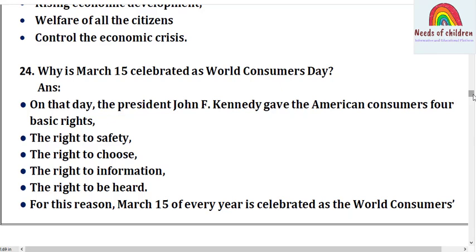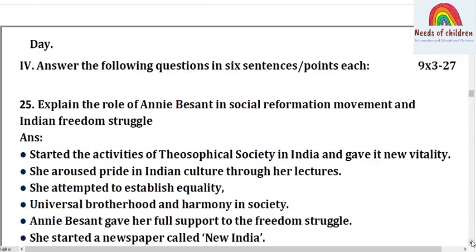Once again, we will recall the 2-mark questions. There will be one political science 2-mark question, but there will be a choice. Even sociology has one 2-mark question, but there will be a choice. And history 2 questions, geography 2 questions, economics 1 question, and business studies 1 question. So this is about 2-mark questions, and let's move on to 3-mark questions.